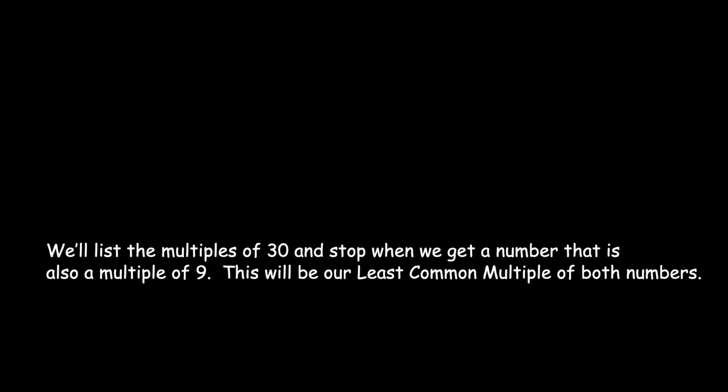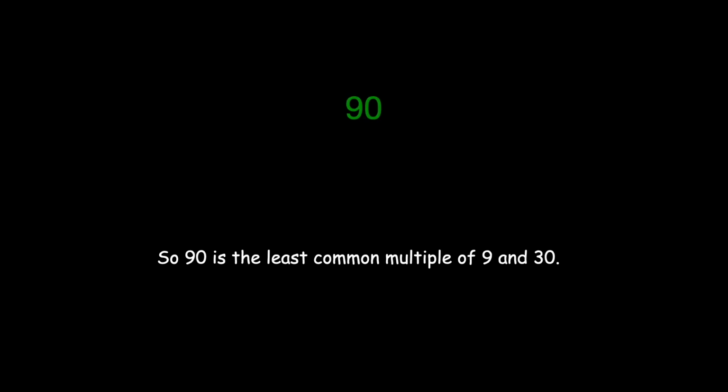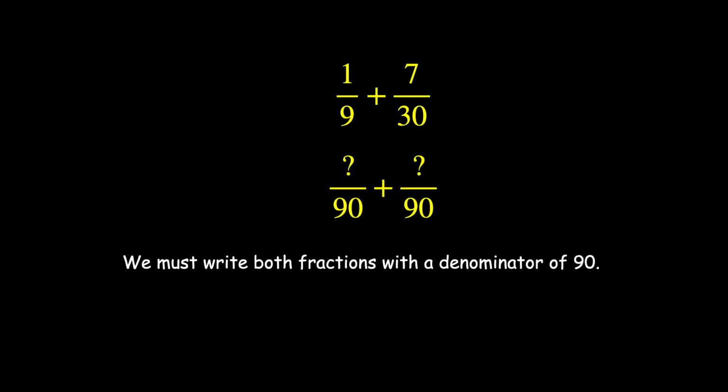This will then be our least common multiple of both numbers, starting with 30, then 60, then 90, which is also a multiple of 9 as it's 9 times 10. So 90 is the least common multiple of 9 and 30. So we must write both fractions with a denominator of 90.